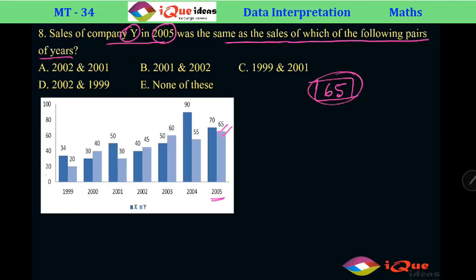Just by inspecting it properly, you will get it. The 1999 value is 20, and the 2002 value is 45. So 20 plus 45 is 65. Is there any other pair which adds up to 65? Let's see. 20 and 40, no. 40 and 30 is 70. 30 and 60 is 90. 40 and 60 is 100. I don't see any other pair. That means only one pair, and that is 1999 and 2002. So option D is the correct answer. Okay, now the next one.